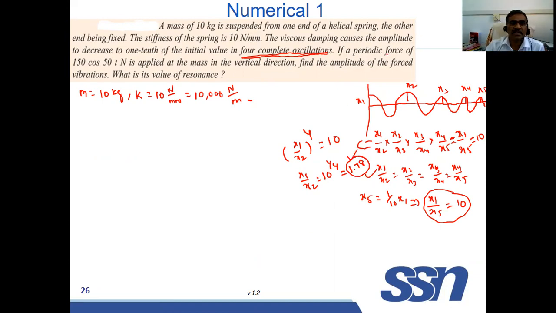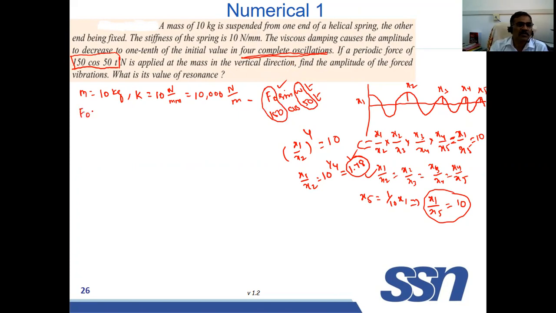Then the periodic force is 150 cos 50t newtons. So this one you have to compare with what? Already we have assumed the forcing function, whether sine or cos, both are the same. How have we assumed the forcing function? We have taken F0 sin omega t. Here we have 150 cos 50t. So here omega is equal to 50, F0 is equal to 150. That is what we can understand.